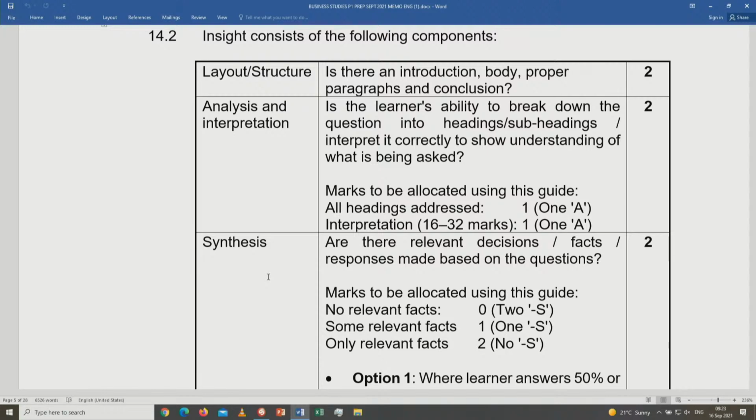Each bullet is an instruction. If the learner has adhered to all the instructions or has answered all the questions, all the bullets, the learner will get 1 mark. And then when you add the marks of the learner, if they are 16 and above, the learner will get the 2nd mark, and that will be 2 marks for analysis and interpretation.